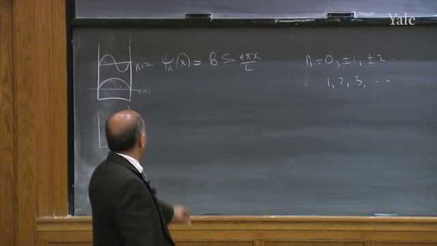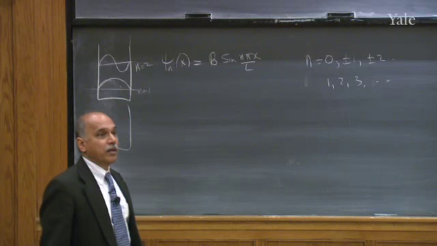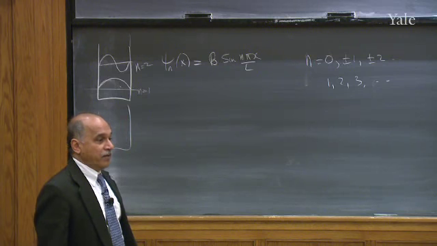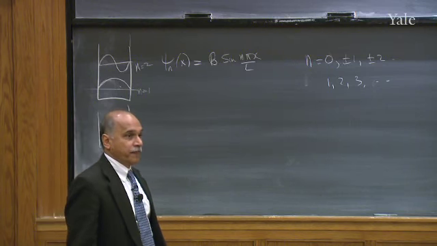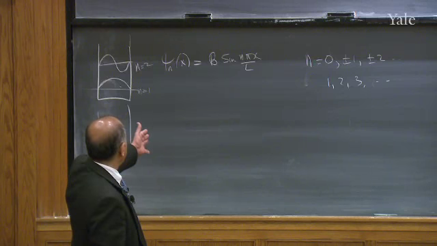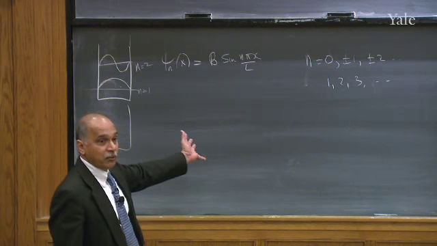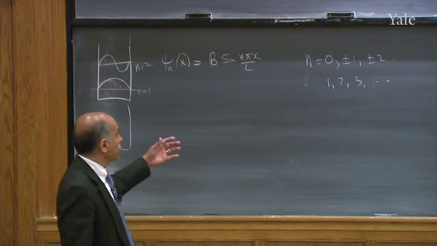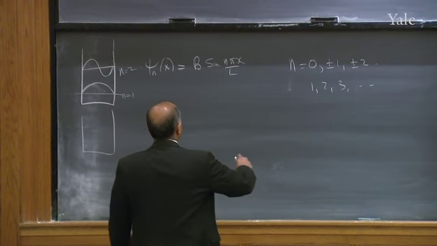Can anybody tell me what happens to this function if, yep? If n equal to 0, the function identically vanishes, right? Because sine of 0 times pi x over L is identically 0. That's not what you want. You want a non-trivial solution. So we drop this guy.